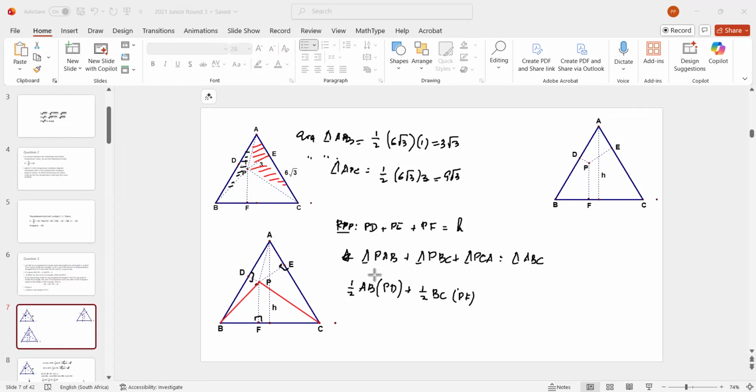And that's PBC, triangle PBC. It's half base, which is BC, times PF. That's what I got here. Right? And just like that, you have the third triangle is half CA, that one there, times the height there, which is PE.